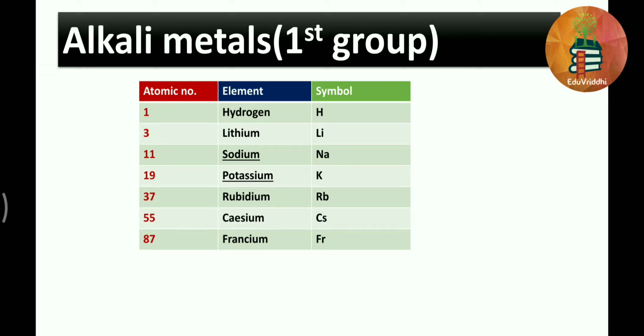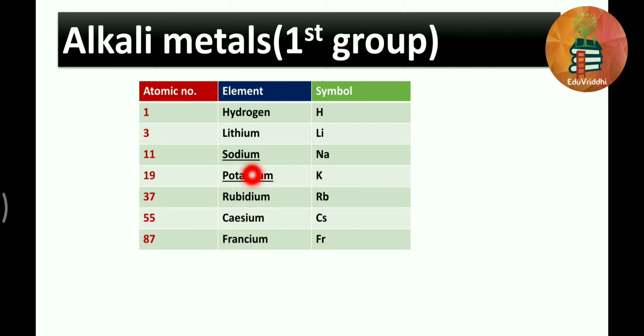symbol H, then lithium with atomic number 3 and symbol Li, and next comes sodium with atomic number 11 and symbol Na, and next comes potassium with atomic number 19 and symbol K, then rubidium with atomic number 37 and symbol Rb, and then cesium with atomic number 55 and symbol Cs, and then comes finally francium with atomic number 87 and symbol Fr.